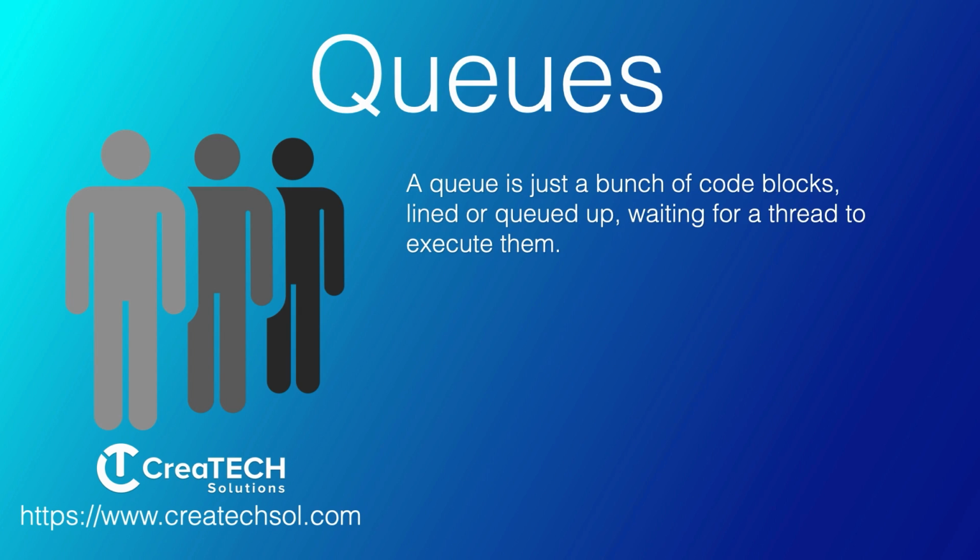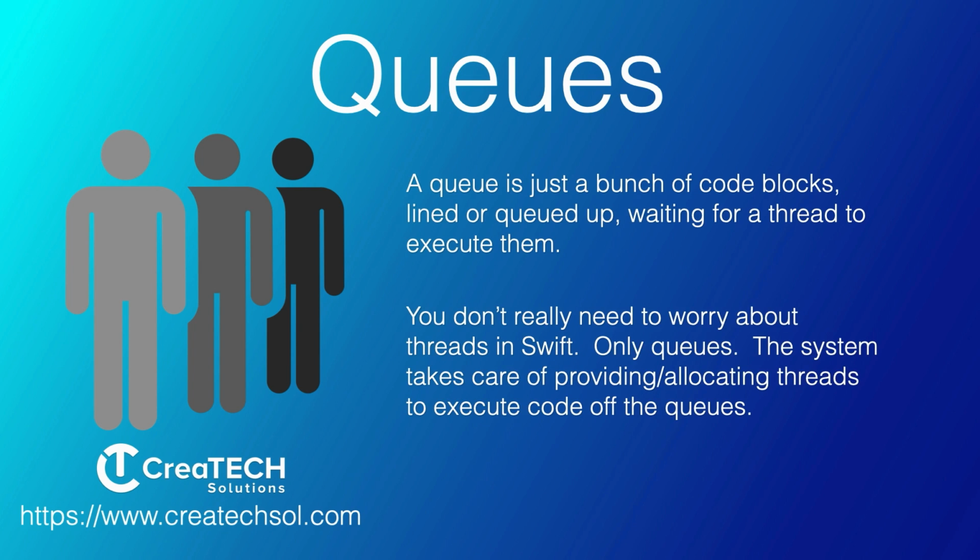A queue is just a bunch of code blocks, lined up or queued up, waiting for a thread to execute them. Note, you don't need to worry about threads in Swift, only queues. The system takes care of providing and allocating threads to execute code off the queues.